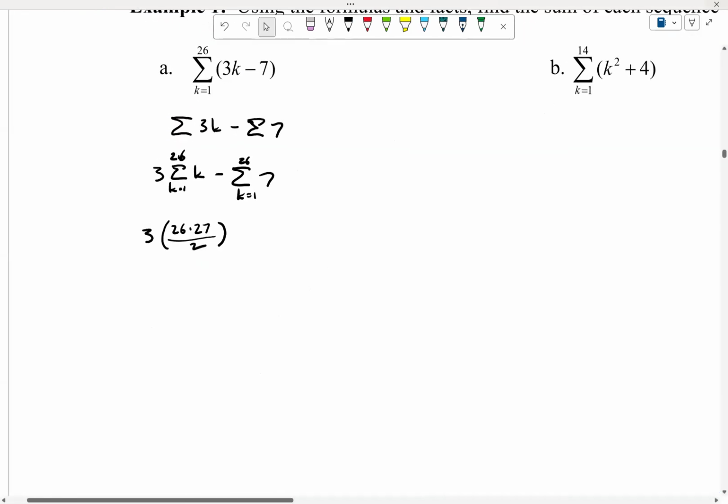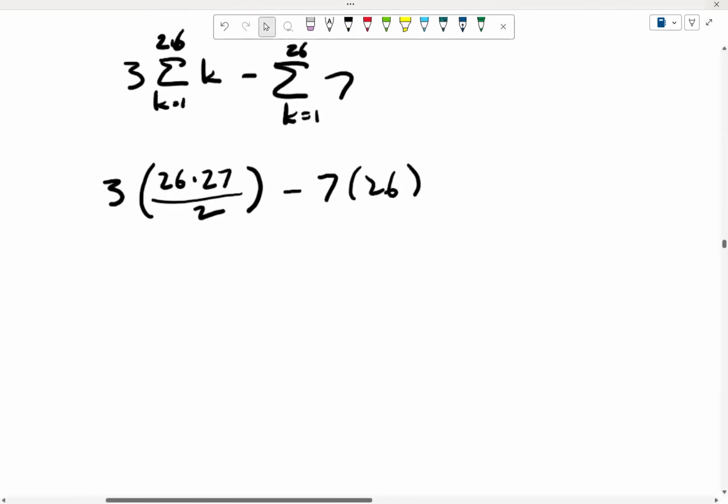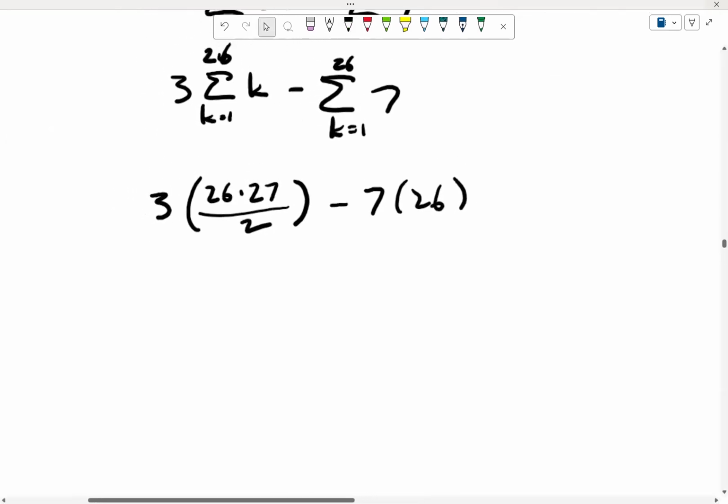And then how do we do that second part? 26 times 7. You could probably visualize that. 7 plus 7 plus 7, 26 times. So minus 7 times 26, 26 times 7. And I do expect you to simplify. What simplifies here in this first one? The 2, of course, simplifies, leaving us with a 13. And then you can just type that in your calculator. Did anyone already do that? Okay, I trust that you can do that.